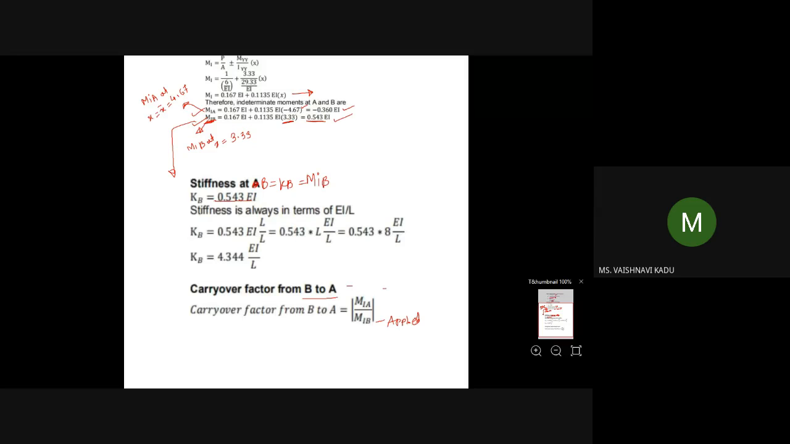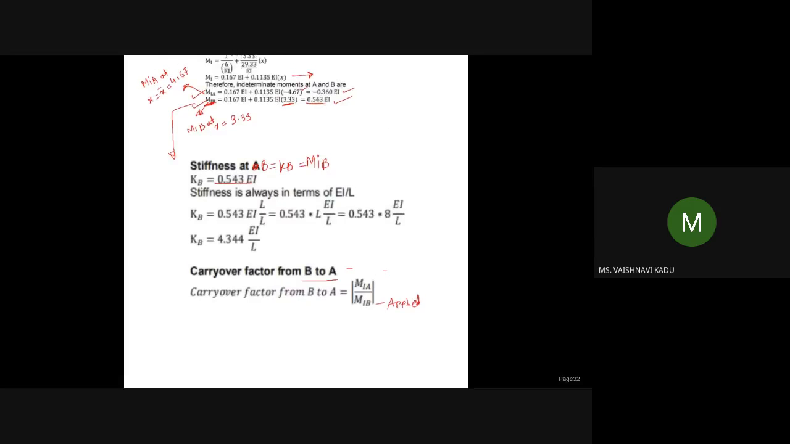So MIA value is this. MIB you have to take in mod. You just find out the ratio of this. The answer will be 0.662. The carryover factor from B to A is 0.662. So this is the second type of the problem.